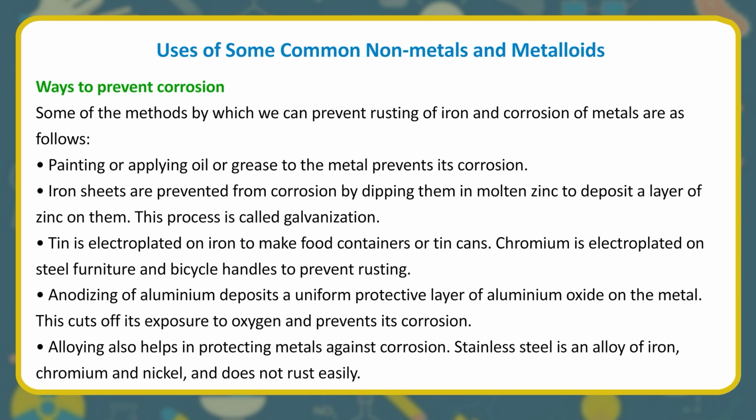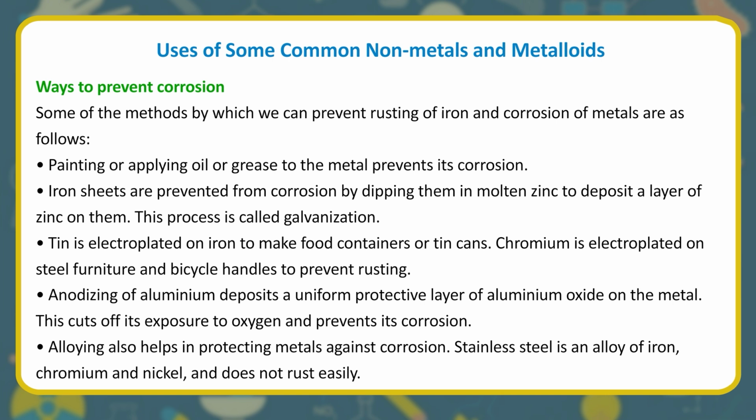Tin is electroplated on iron to make food containers or tin cans. Chromium is electroplated on steel furniture and bicycle handles to prevent rusting. Anodizing of aluminium deposits a uniform protective layer of aluminium oxide on the metal. This cuts off its exposure to oxygen and prevents its corrosion.